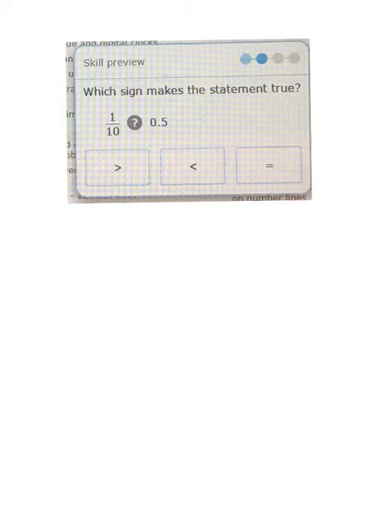Same idea here. Which sign makes the statement true? 1/10 versus 5/10. Let's think about that. 5/10 is the same as saying 5/10. 1/10 is the same as saying 1/10. So it's much easier to compare fraction with fraction, decimal with decimal. Either way, 5/10 is definitely the bigger number. So we're going to write the less than sign, saying that 1/10 is less than 5/10.